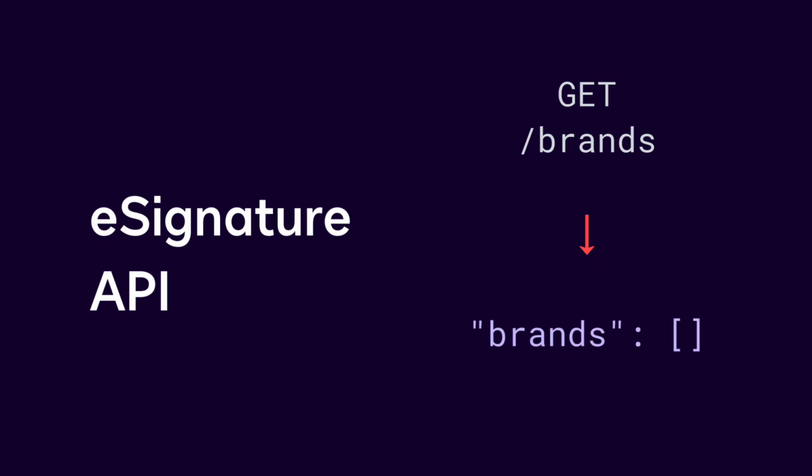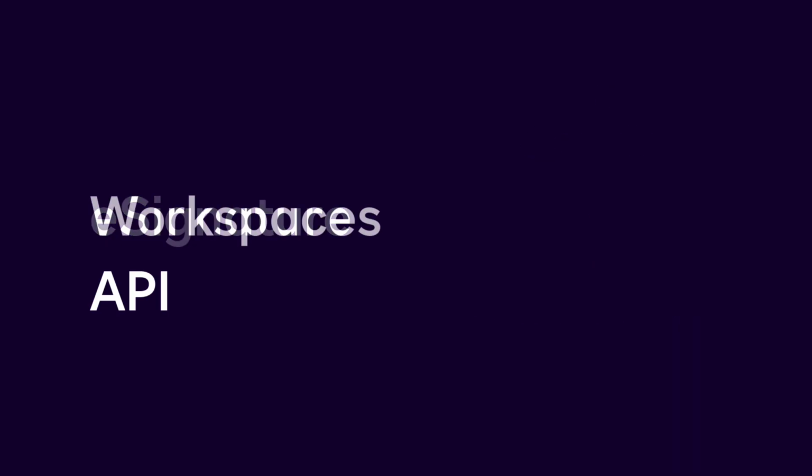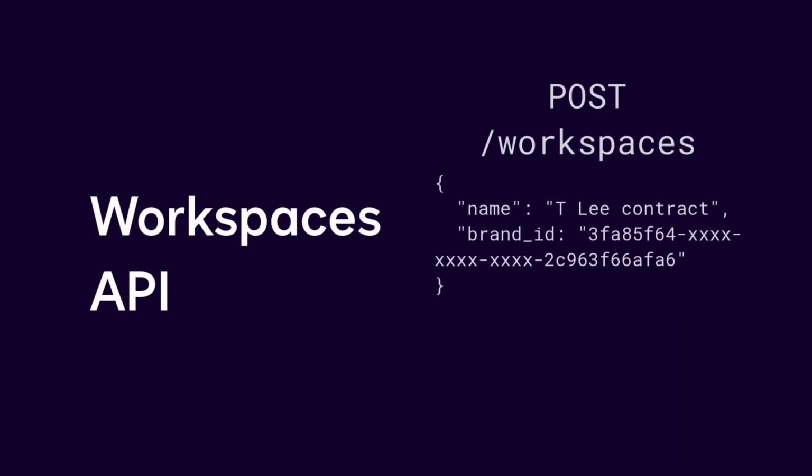To create a workspace with a custom brand using API requests, your integration first calls the eSignature API to retrieve a list of brands on your account and their brand ID values. Your code can then include a brand ID value in a call to the Workspaces API to create a new workspace using the values defined for that brand.